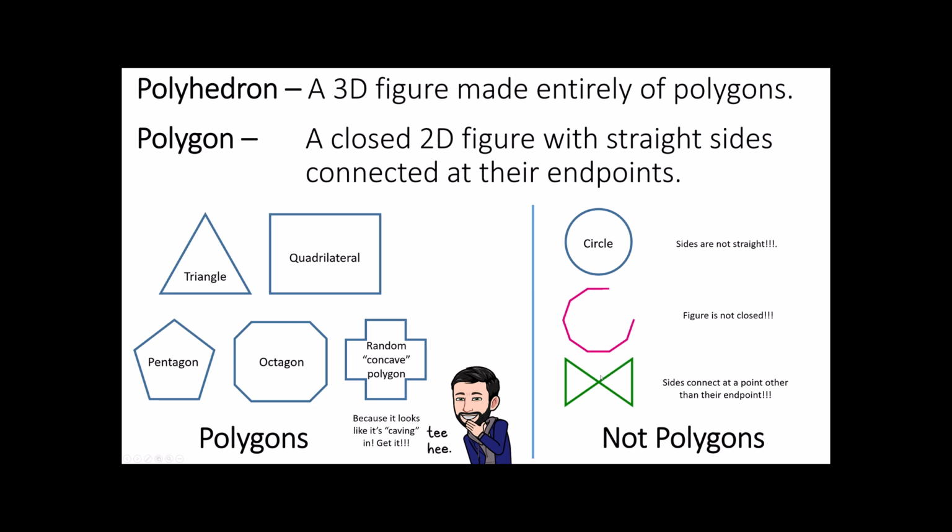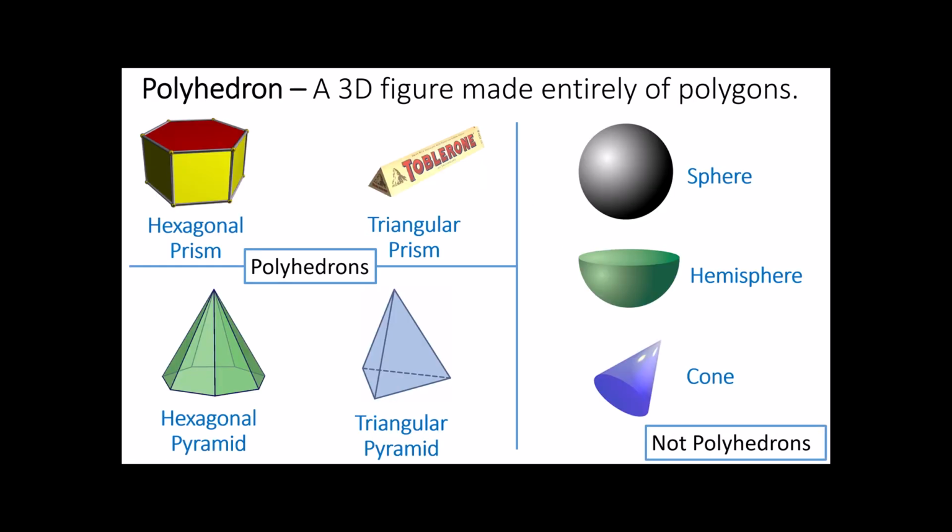So we take those polygons and we assemble them into polyhedrons. Polyhedrons are 3D figures made entirely of polygons. This is a hexagonal prism. This is a polyhedron because it's made up of hexagons, one on top, one on bottom, and rectangles. The triangular prism from earlier has triangles, and then the other sides are rectangles. Both of these prisms are polyhedrons.